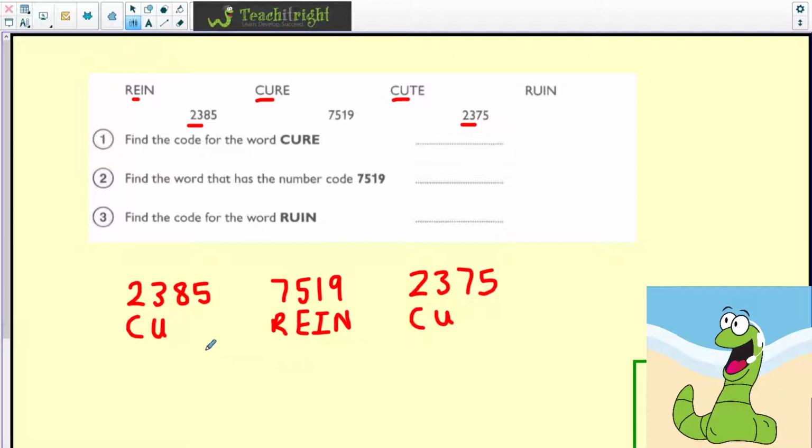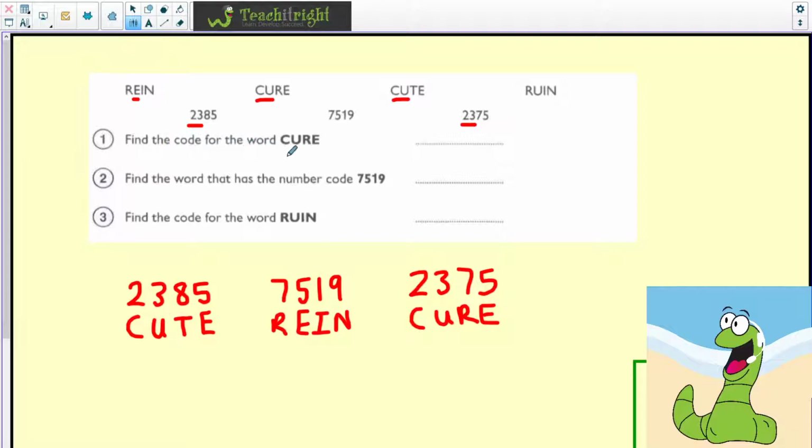And then what we can do is look at cure and cute and see whether we can work out which they should stand for. So we've got the 5 at the end must be the same, so we know, of course, that is an E. And we'd already worked out on rain that the 7 was an R. So that makes that cure, and then that must be cute. Now we can actually start doing the questions.